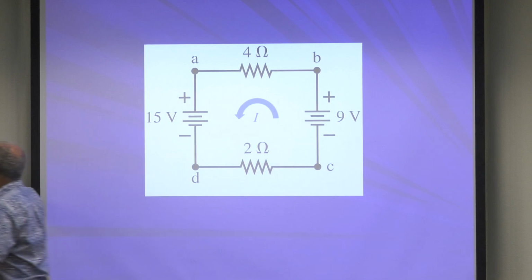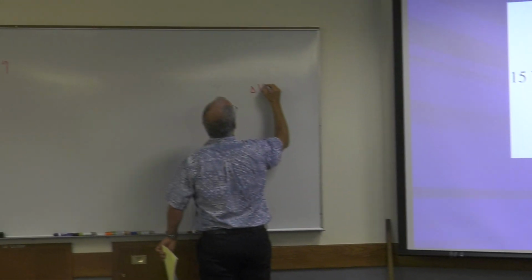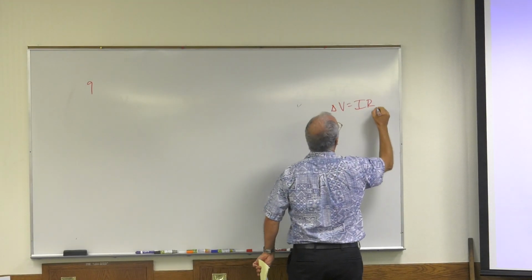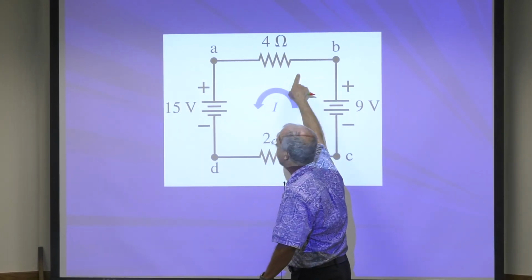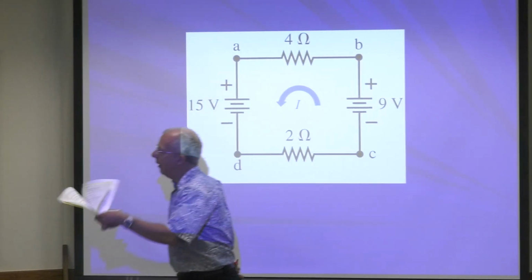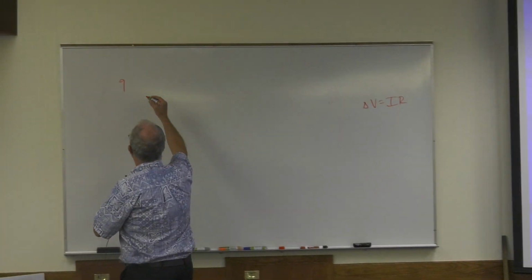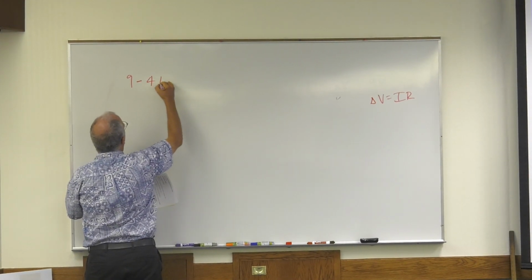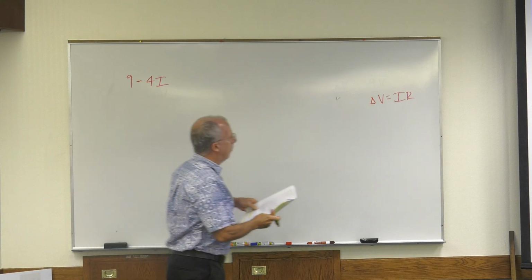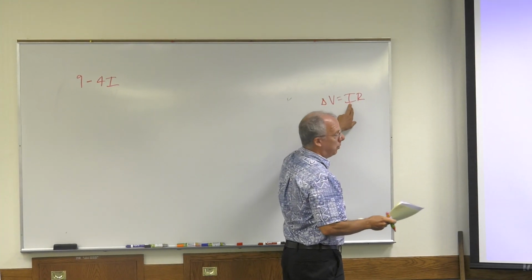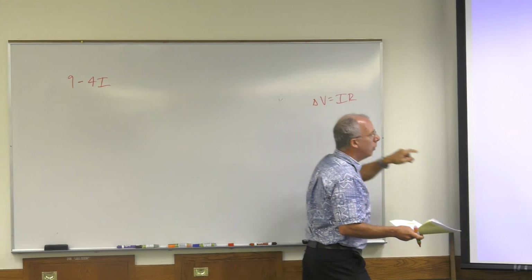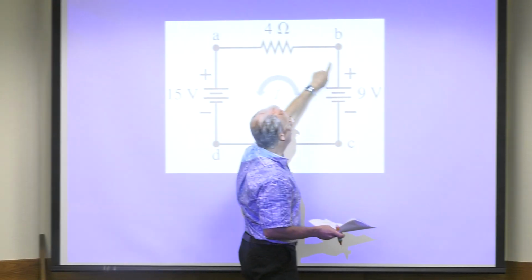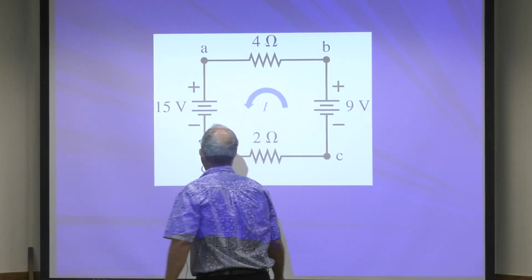And then you lose voltage as you go through a resistor. Now remember, delta V equals IR. So what's the voltage loss? Well, it's I, which is what I'm trying to solve for, times R, which is 4. So it's minus 4I. The voltage is I, which we're trying to find, times the resistance, which is 4 ohms. And we're losing voltage because we're going in the same direction as the current, so it's minus 4I.